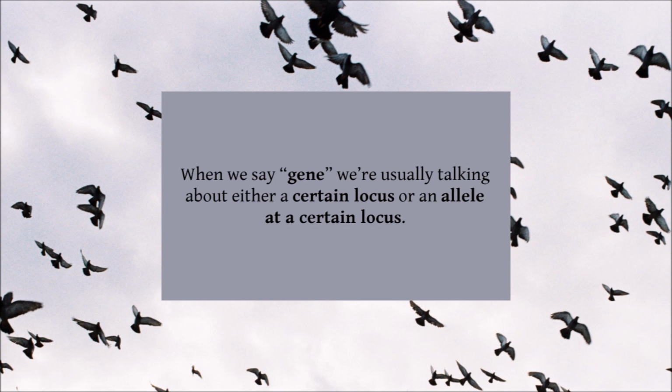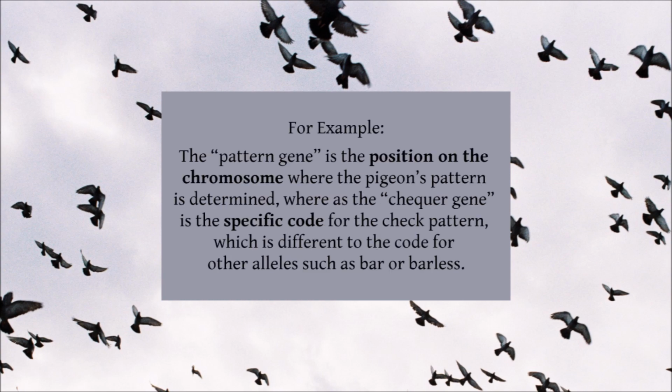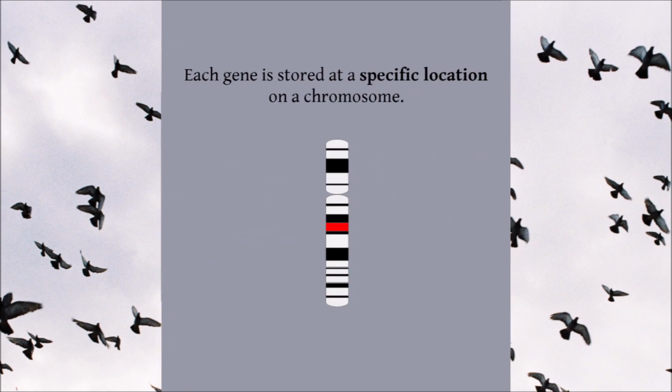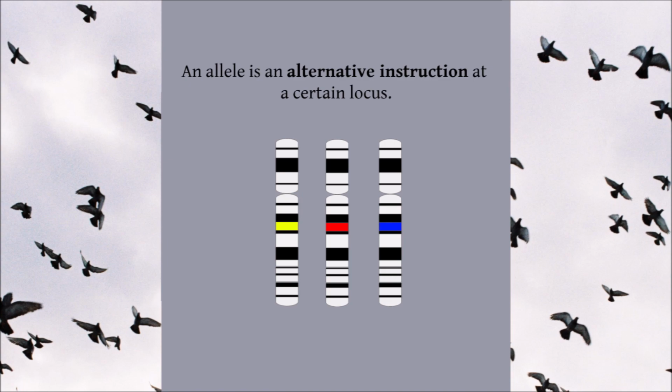Generally, from the point of view of a hobbyist, when we say gene, we're usually talking about either a certain locus or an allele at a certain locus. The pattern gene is the position on the chromosome where the pigeon's pattern is determined, whereas the checker gene is the specific code for the check pattern, which is different from the code for bar or barless. This is more broad than the strictly scientific definition, but remember this series is aimed at hobbyist breeders, rather than scientific professionals. So in our context, this definition is generally acceptable.